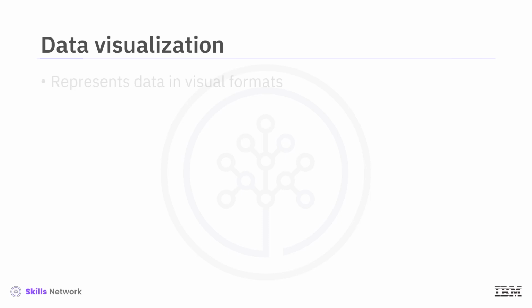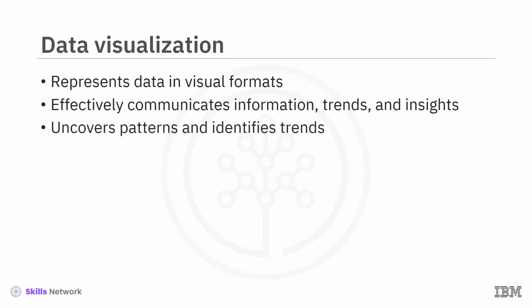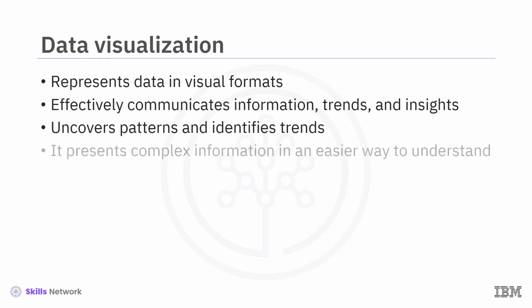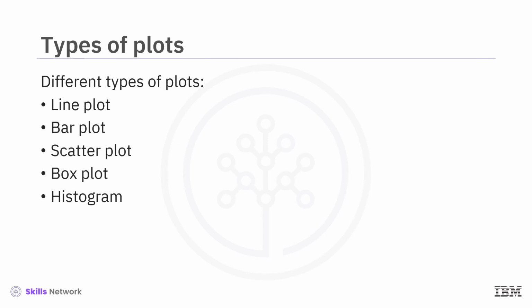As we know, data visualization represents data using visual formats like graphs, charts, and maps. It effectively communicates information, trends, and insights concisely. It also uncovers patterns, identifies trends, and simplifies complex information for easy understanding. Let's now explore the different types of plots. Some of these include line plot, bar plot, scatter plot, box plot, histogram.